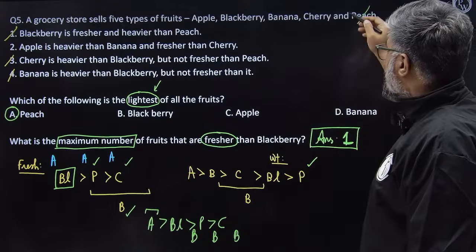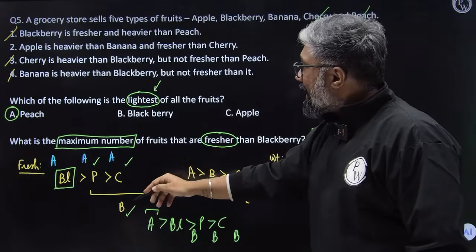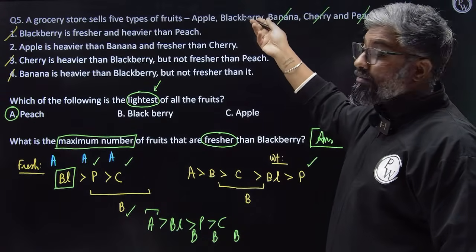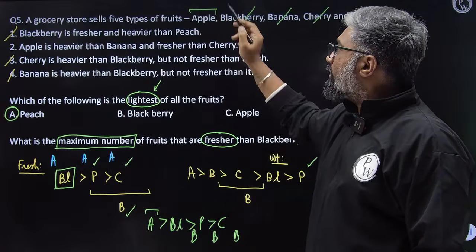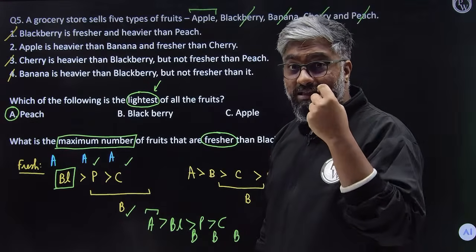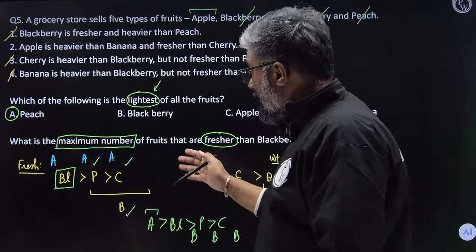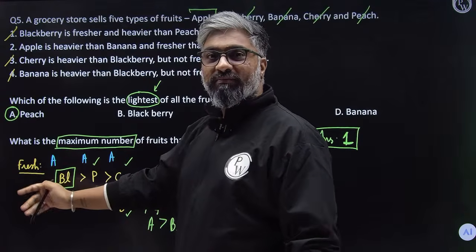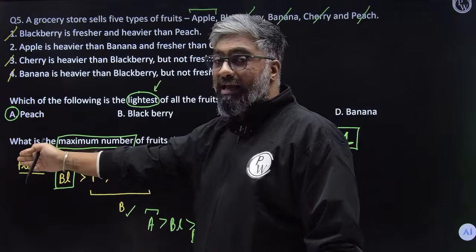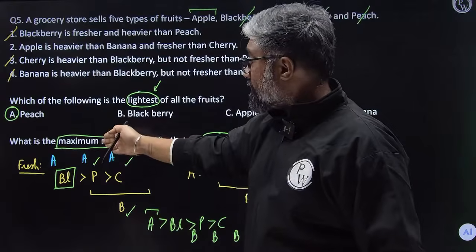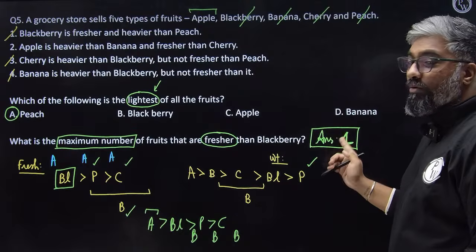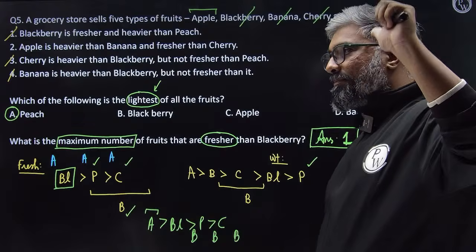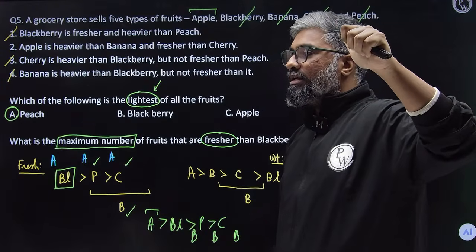Cherry cannot be fresher than blackberry. Banana cannot be fresher than blackberry. Blackberry itself cannot be fresher than itself. That leaves us with only apple, because for apple we don't have any specific spot. Apple can be anywhere fresher than cherry. So if we want the maximum number of fruits fresher than blackberry, it has to be only one, which is apple. Good? Perfect.